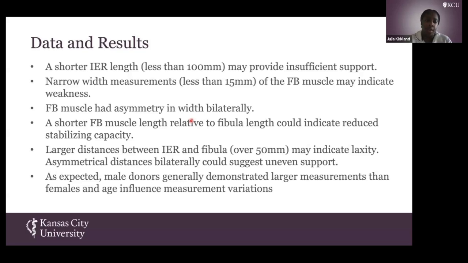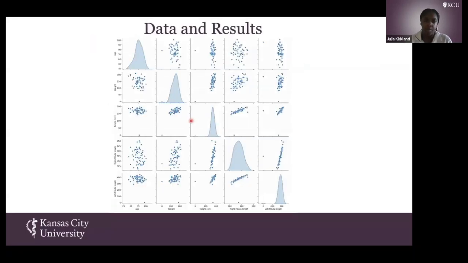The fibularis brevis muscle also had asymmetry bilaterally. A shorter fibularis brevis muscle length relative to the fibula length could indicate reduced stabilizing capacity. Larger differences between the inferior extensor retinaculum and the fibula of over 50 millimeters may indicate laxity, and asymmetries in those distances bilaterally could suggest uneven support. As expected, male donors generally demonstrated larger measurements than females, and age influenced those measurements. This is the graph of the correlation matrix, which covers exactly what I just said.